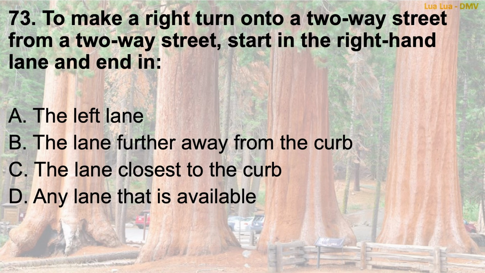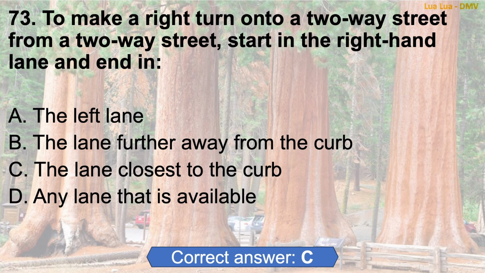Question 73. To make a right turn onto a two-way street from a two-way street, start in the right-hand lane and end in A. The left lane. B. The lane further away from the curb. C. The lane closest to the curb. D. Any lane that is available. The correct answer is C. The lane closest to the curb.